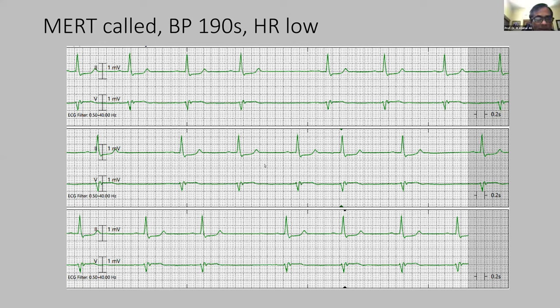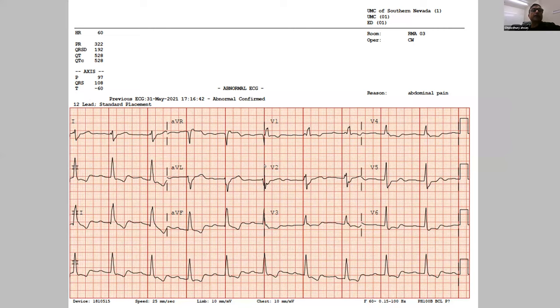Yes, the patient's previous ECG shows RBBB with first degree heart block. Can you show the first ECG again, please? PR was 322. So there is clearly first degree AV block and the right bundle branch block, right? What about the axis? Yes, right axis.